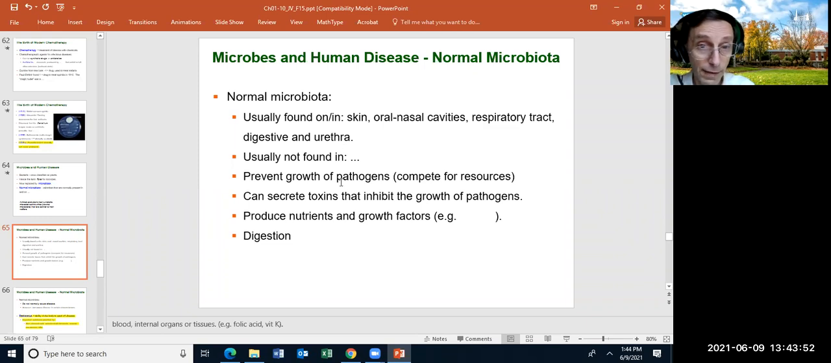The normal microbiota prevent the growth of pathogens. How do they do that? They compete for resources and for space. For example, if I were to get a pathogen on my skin, the pathogen may not find space to grow. It may not find resources either, because the normal microbiota on my skin is already there.